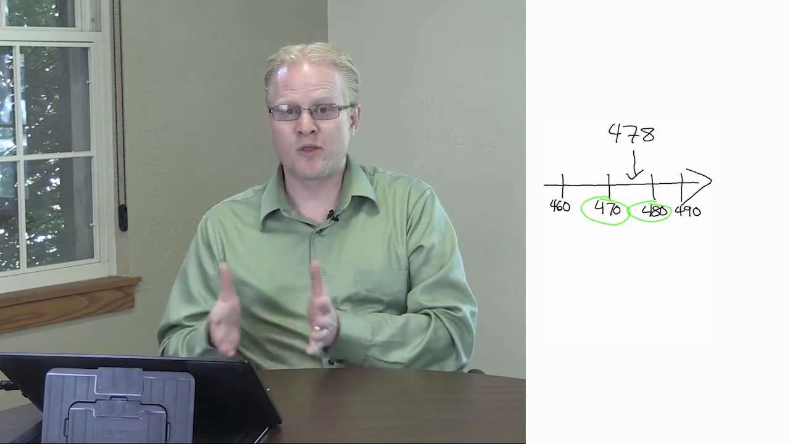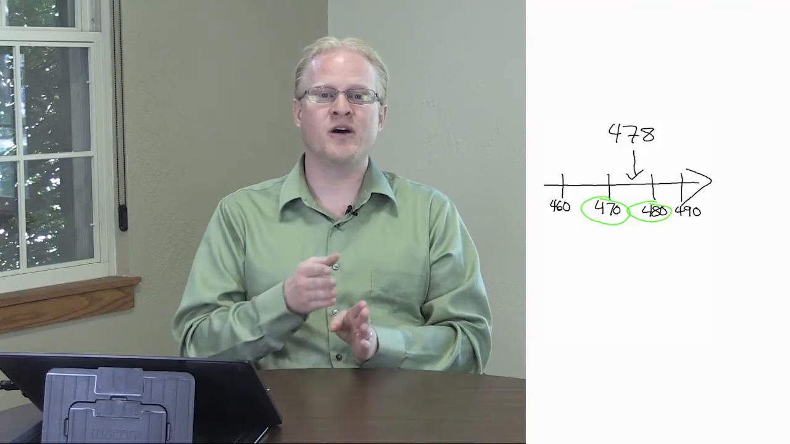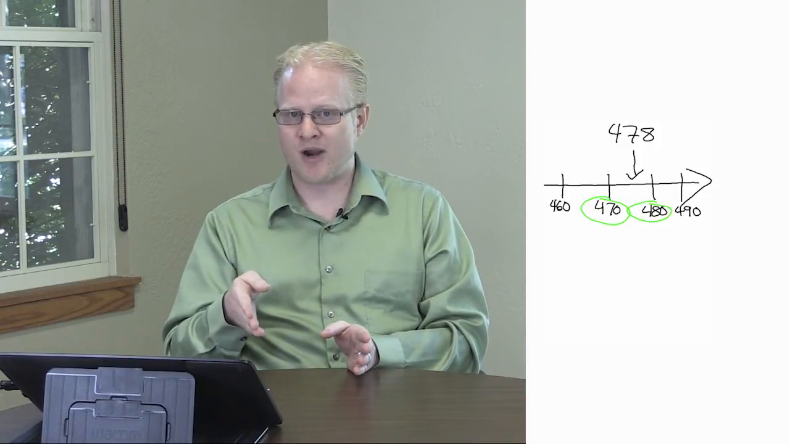We could summarize this process by first identifying the benchmark numbers for the rounding place value. Then looking at the value of the digit one place to the right. If that number is a 5 or greater, we will choose the larger benchmark number. If that number is 4 or less, we will choose the lesser benchmark number. In this lesson, you learned how to round 3-digit numbers to the tens place by identifying appropriate benchmark numbers.